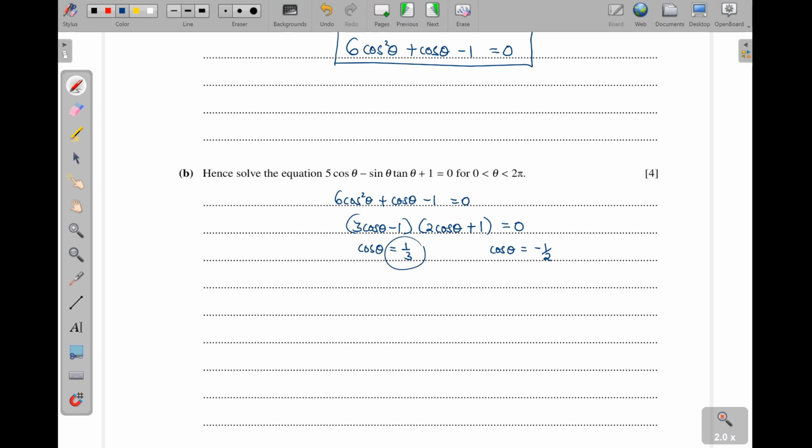Now, cosine here is positive, cosine here is negative. So we need to find the angles where cosine is negative and also where it is positive. Okay, so the arc cos of a half. Now, I have always used these 4 quadrants if you have been following me.